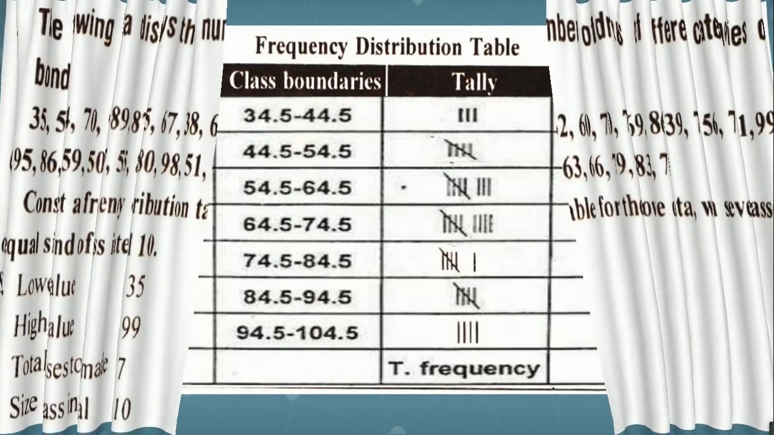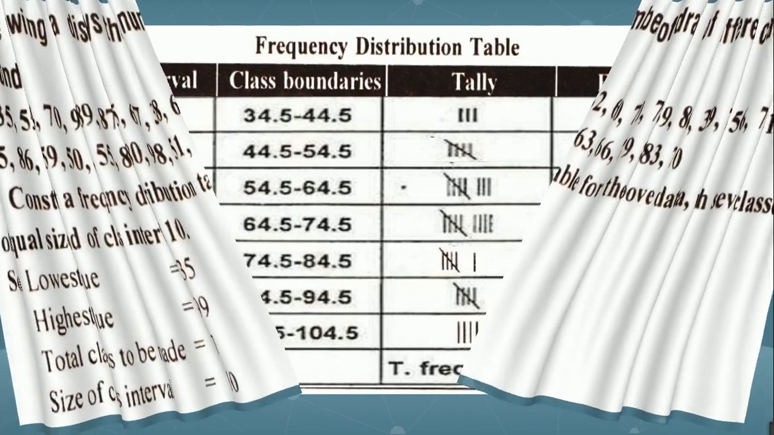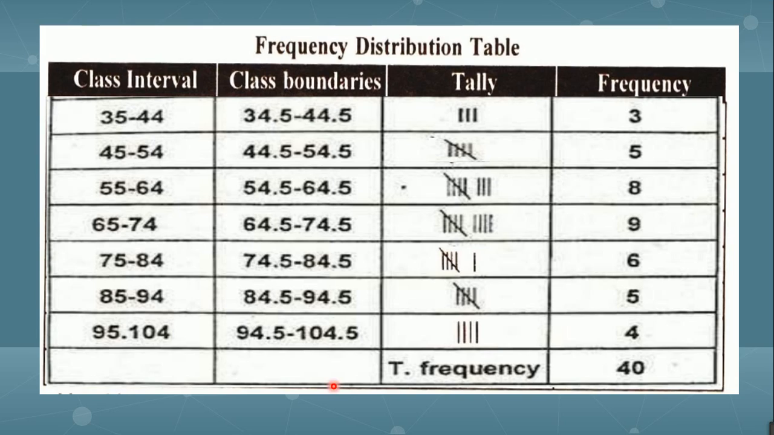Now look at this frequency distribution table. We will make 4 columns. In the first column we will write class interval. In the second column we will write class boundaries. In the third column we will write tally marks. And in the fourth column we will write the frequency.